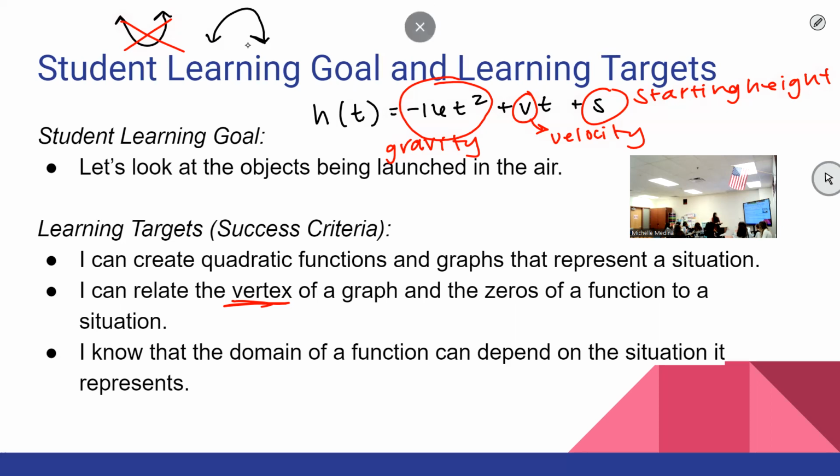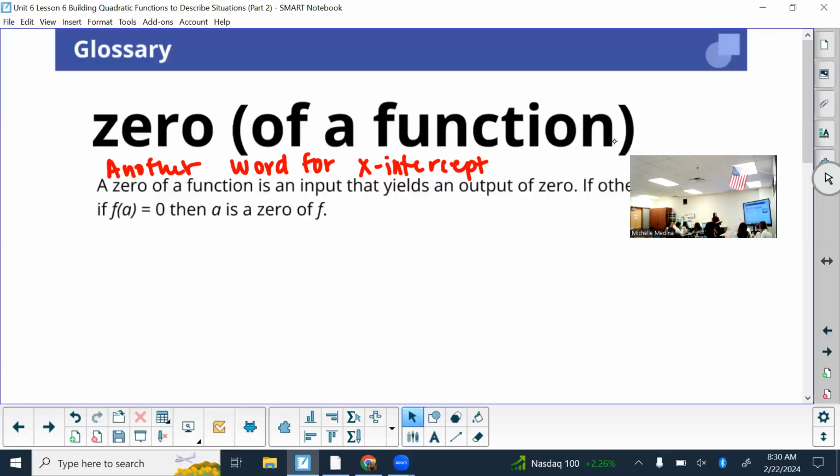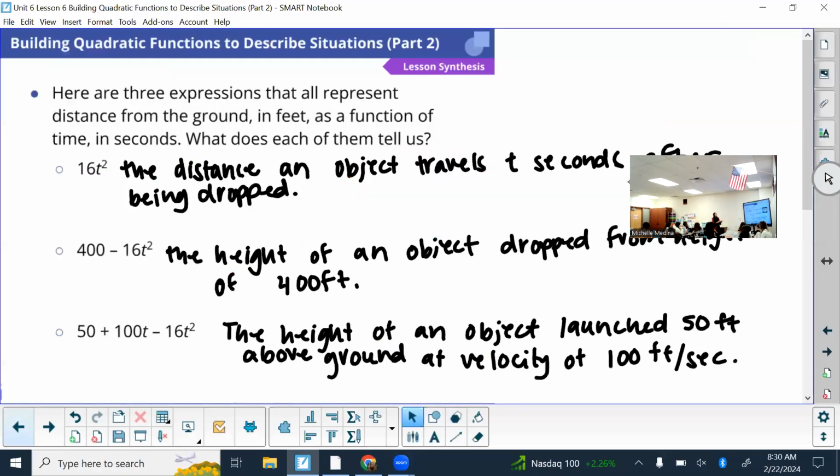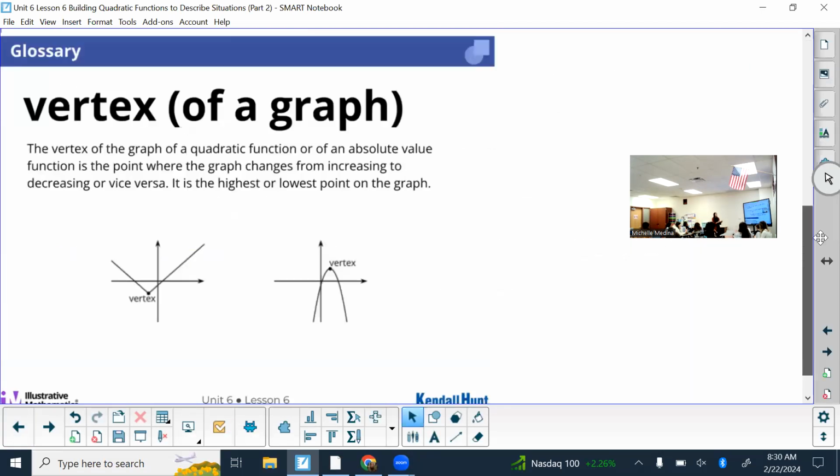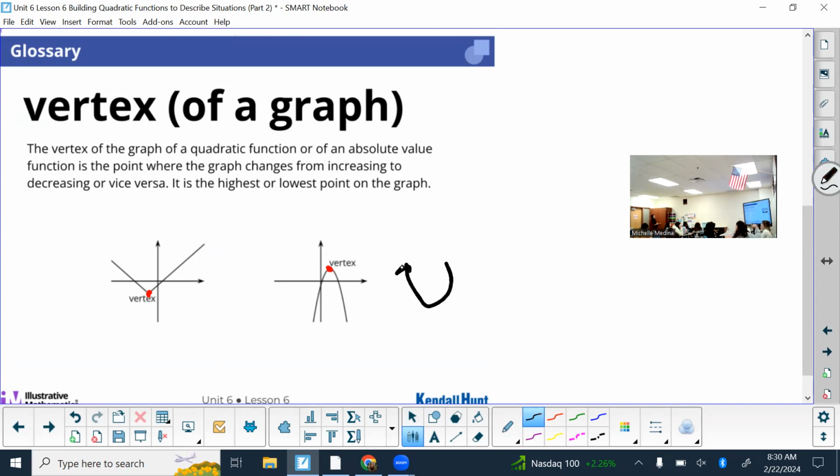So let me show you a picture. This is in your notes that I post in Schoology. I just don't necessarily project these. But your vertex of a graph would be your turning point of the graph. It goes in one direction and then it switches directions. For our quadratics, it looks more U-shaped. And since our U-shapes either look like this or like this, our vertex will tell us what the maximum was, or if it's the other way, then it tells us what the minimum was.